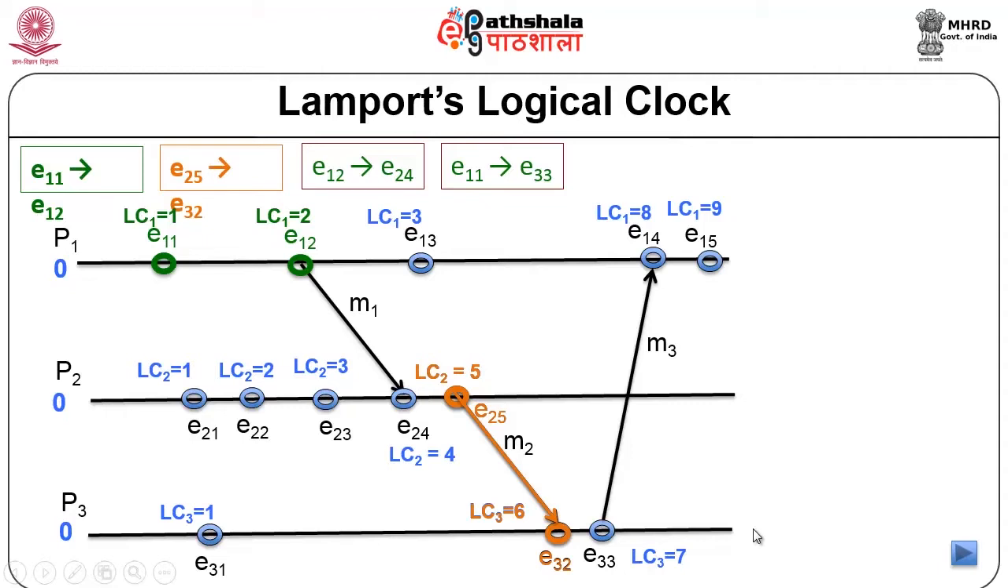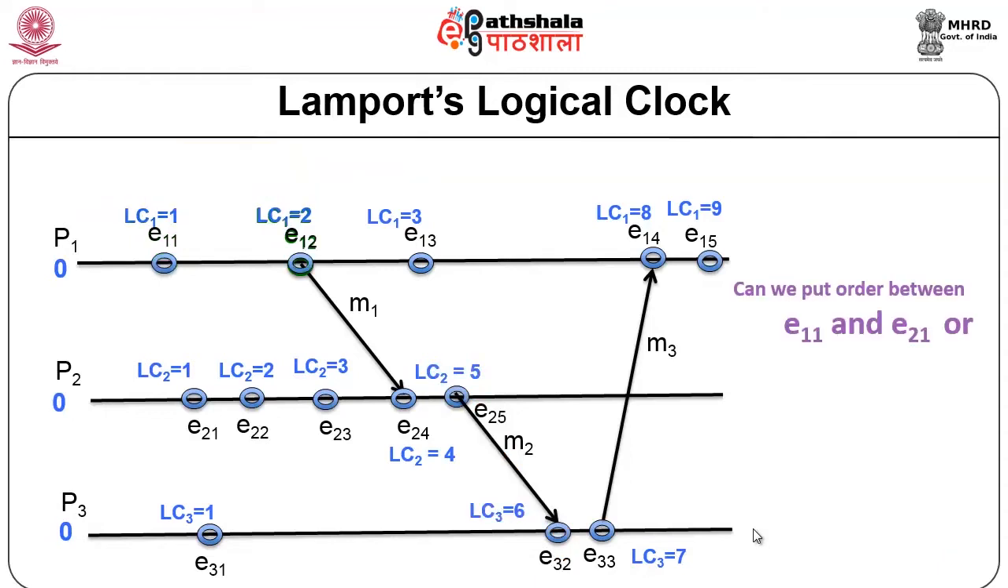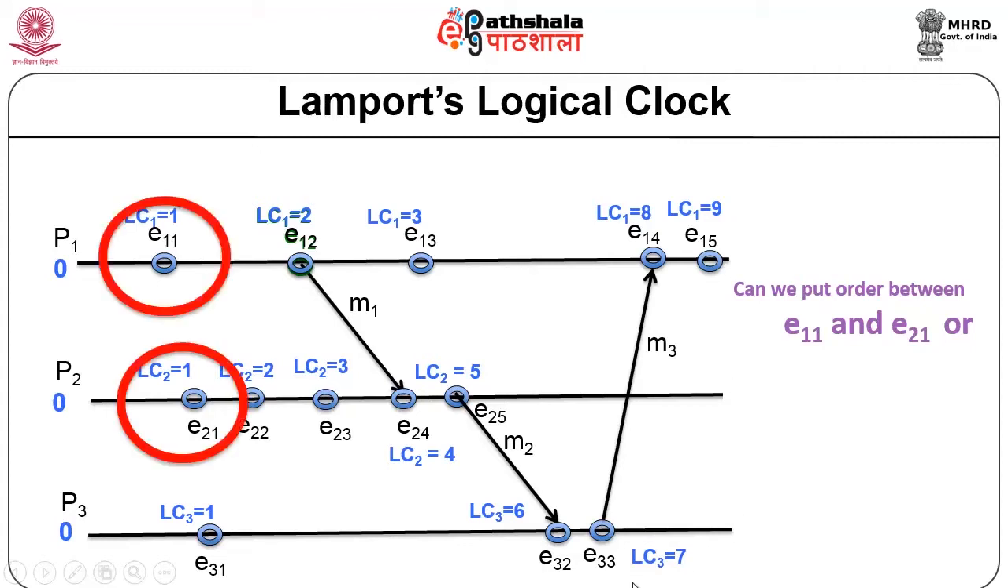But Lamport's clock has its own problems. What is the problem? Let us look at some other examples. For example, E11 and E21. This is our E11 and this is E21. The clock values are identical. So, can we look at the clock values and say the relationship between these two? In this particular case, the clock values are identical, therefore, we can call them two concurrent events, because the clock values are not differing.